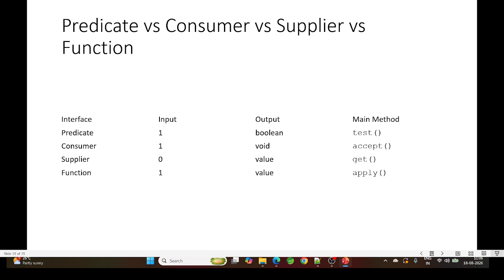This table is extremely important for interviews. Predicate takes the input and returns true or false. Consumer takes input but returns nothing. Supplier takes no input and returns a value. Function takes input and returns a value. A simple way to remember them is: predicate is check, consumer is use, supplier is give, function is transform.